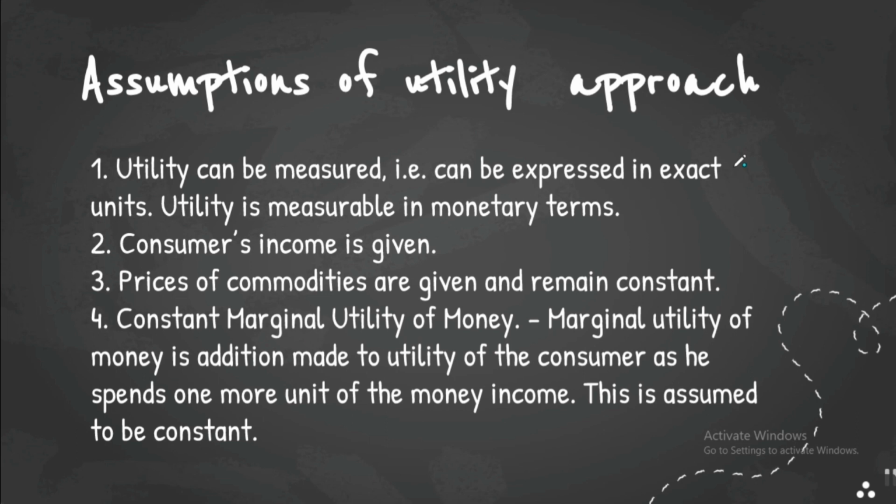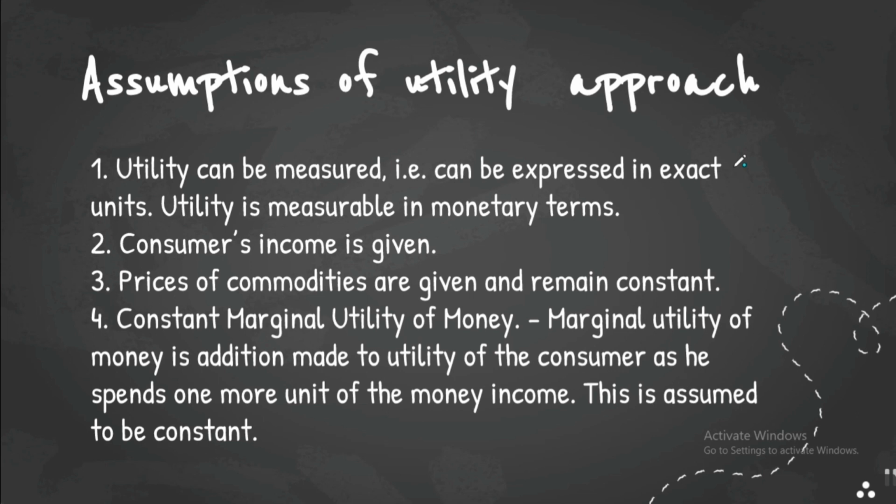Then the second one is consumer's income is given. You should know the income in your hand that you can spend. So for consumption purposes, your income must be known to you. Then the third one, prices of the commodities are given and remain constant. Of course, you should know the price of the commodities you take, right? That should be constant. For example, I'm giving you 6 units of chocolate. The price of all the 6 units of chocolate should be the same. It should not have any fluctuation.